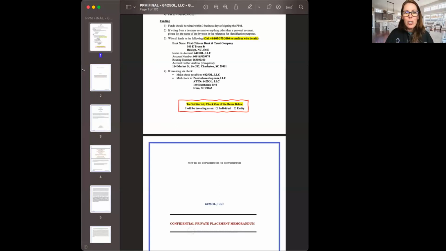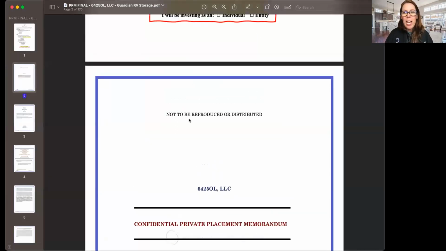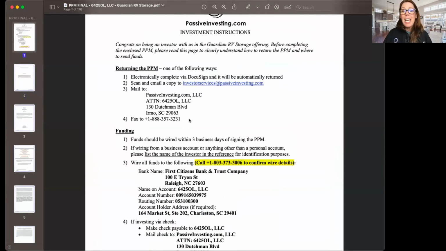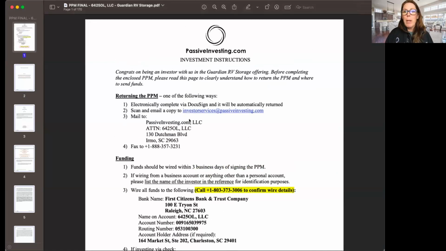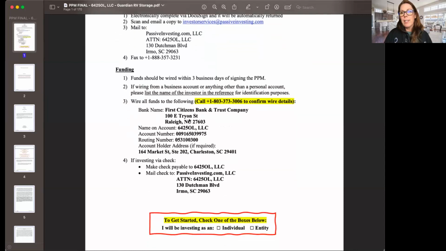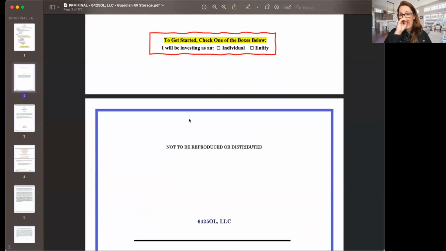So again, this is a high-level tour. We're going to go fast and furious. This is not meant to tell you how to fill out an account. Okay, so the first page is going to be directions. All right. Now, these directions are going to be what you need to do to fill out the PPM. Okay, read it. Maybe have your lawyer review it.